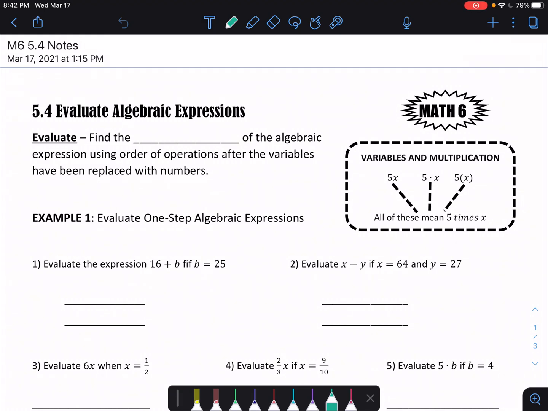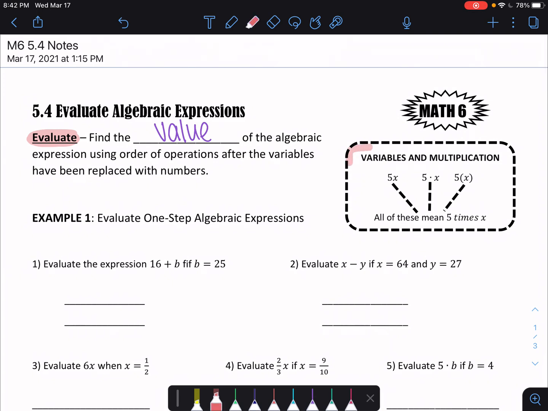Hey everyone, today we are going to be evaluating algebraic expressions. To evaluate an algebraic expression means to find the value of the expression using order of operations after the variables have been replaced with numbers. So we were writing algebraic expressions, now we are going to be given the value of that unknown thing and be able to use our order of operations. So you'll be able to see how it all ties together today.